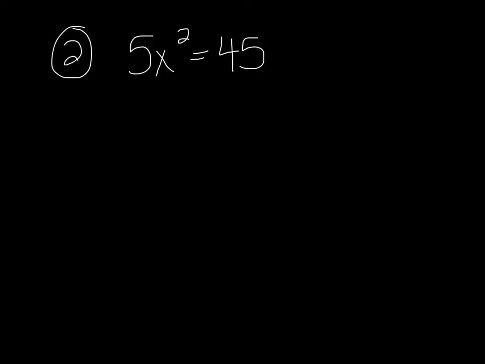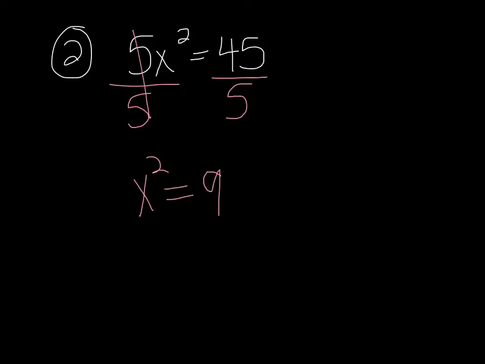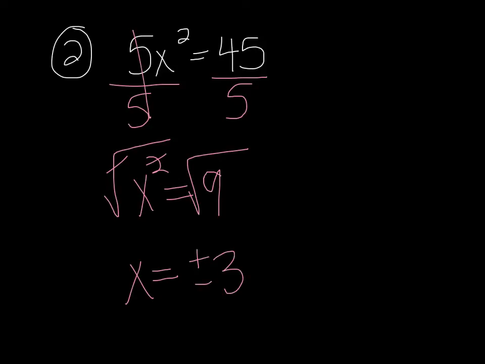On number 2, we notice that the x squared is not by itself, so I need to eliminate the 5. So I'm going to divide by 5. What you do to one side, you have to do to the other. So now I get x squared equals 9. Now when you get the x squared by itself, you're going to take the square root of both sides. The square root and the x squared cancel each other out, and you're left with x. And the square root of 9 is plus or minus 3.